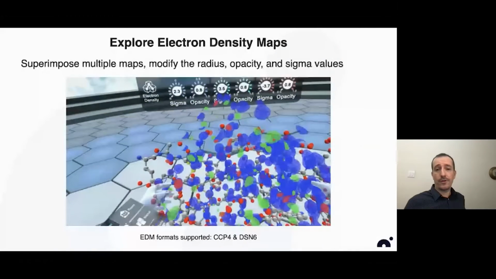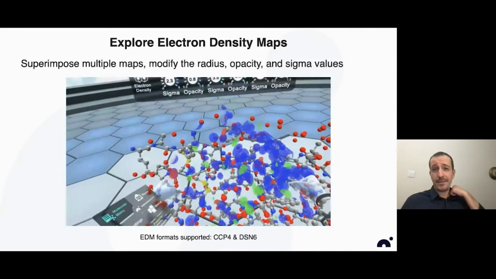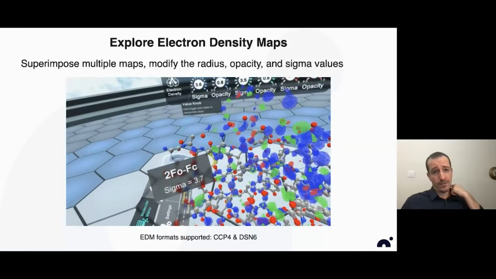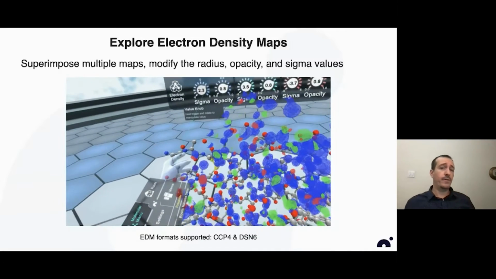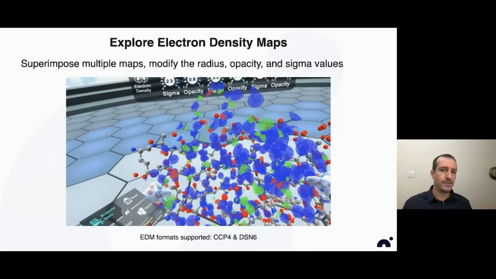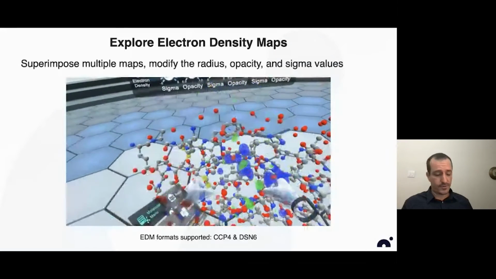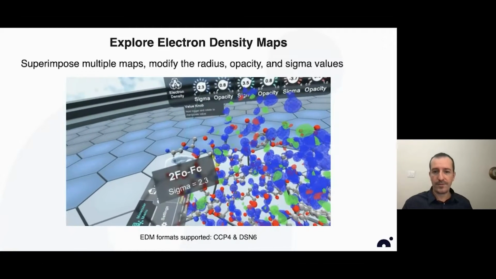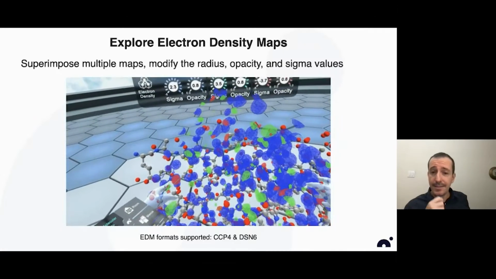By the way, for crystallographers and structural biologists, electron density maps have been really helpful as well. You can superimpose multiple maps, and then modify any of the radius, the opacity, the sigma values, and it supports the most common file formats for these maps, such as CCP4 and DSN6.